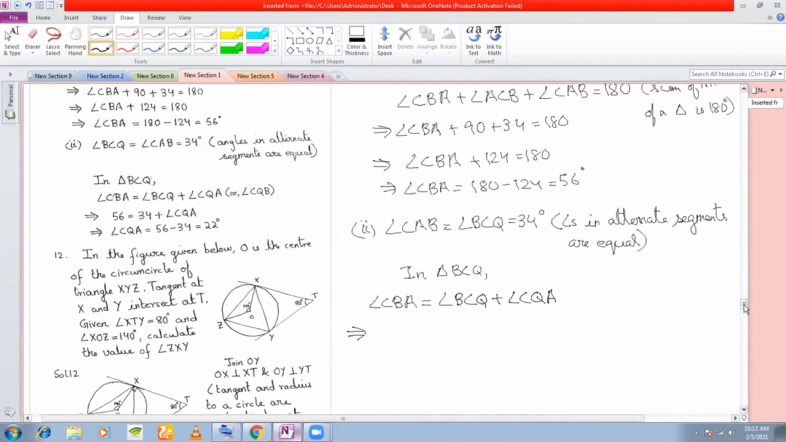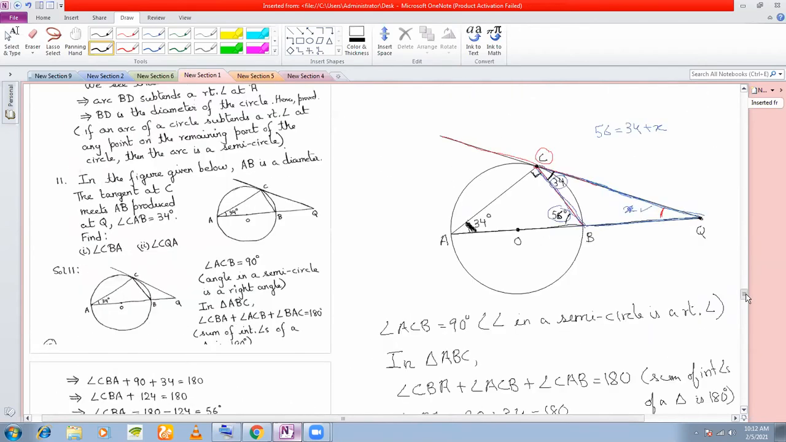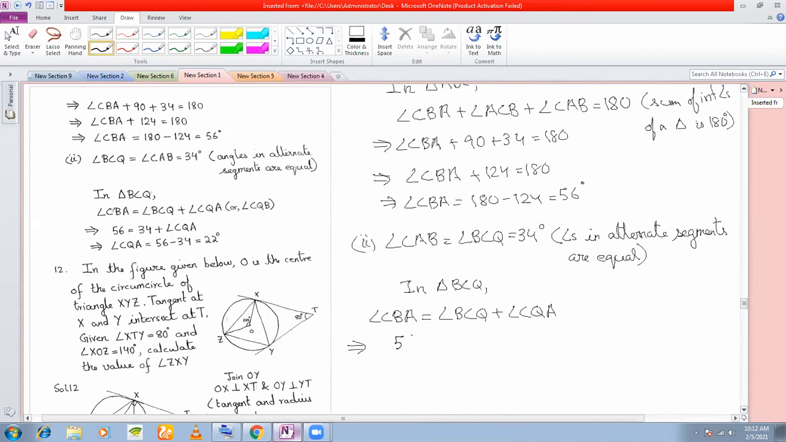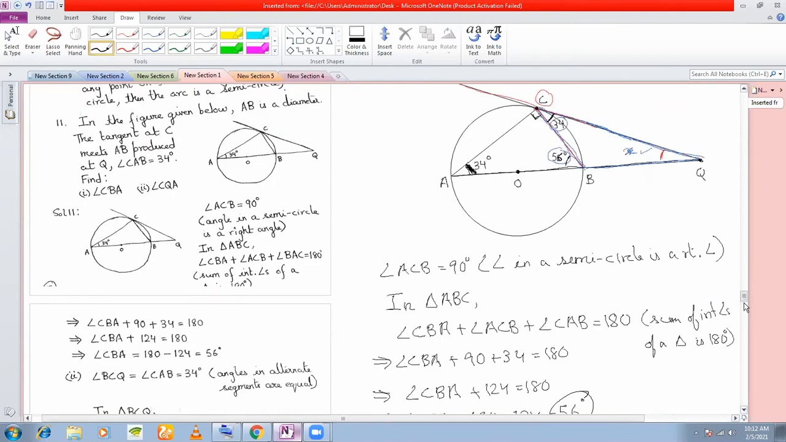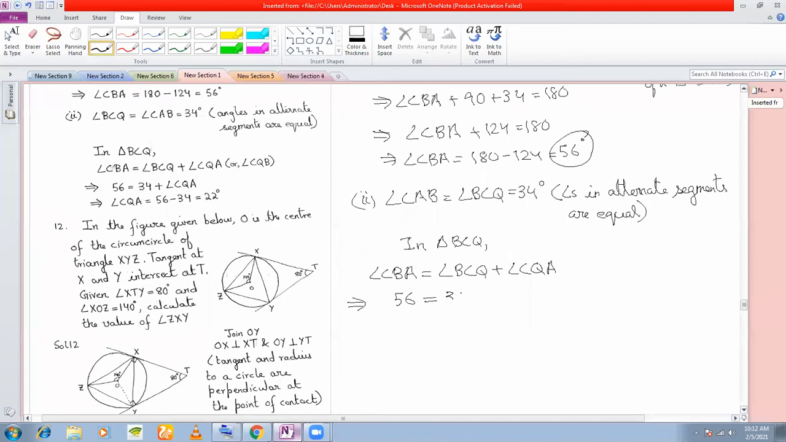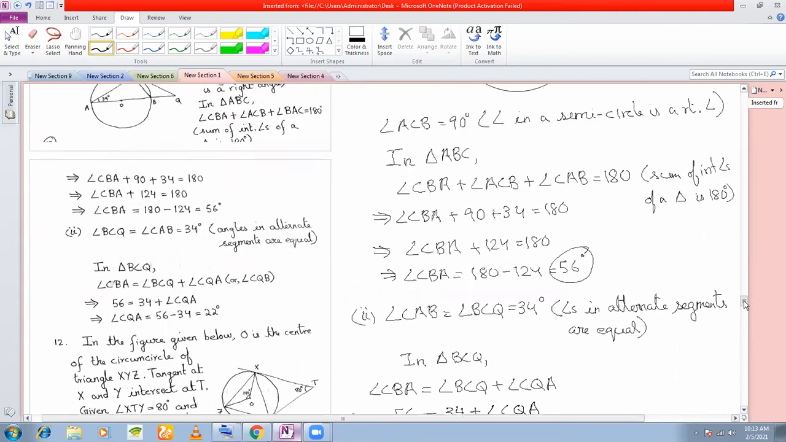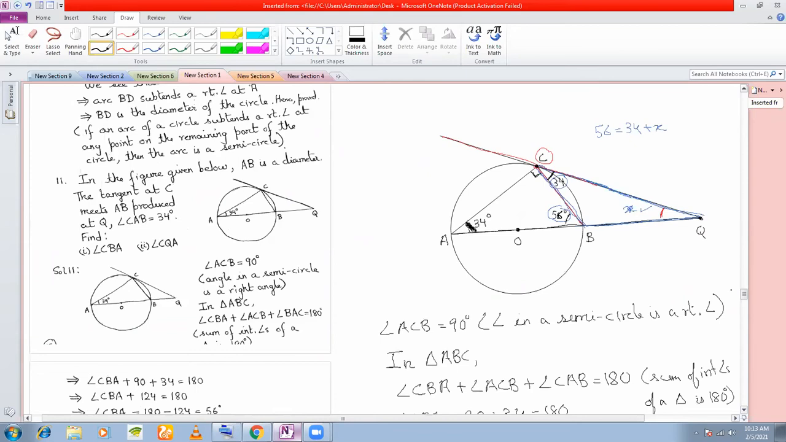Now angle CBA, we have found this to be 56 degrees. So we shall write this. Here we have found this to be 56 degrees, and angle BCQ is 34. And angle CQA we need to find out. That's it. Angle CQA is equal to 56 minus 34, which is 22. That's it. So this was a short sum, although the observation was very important.